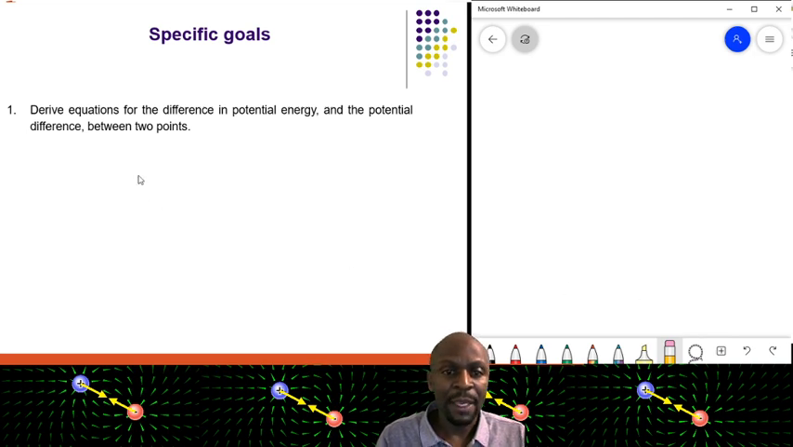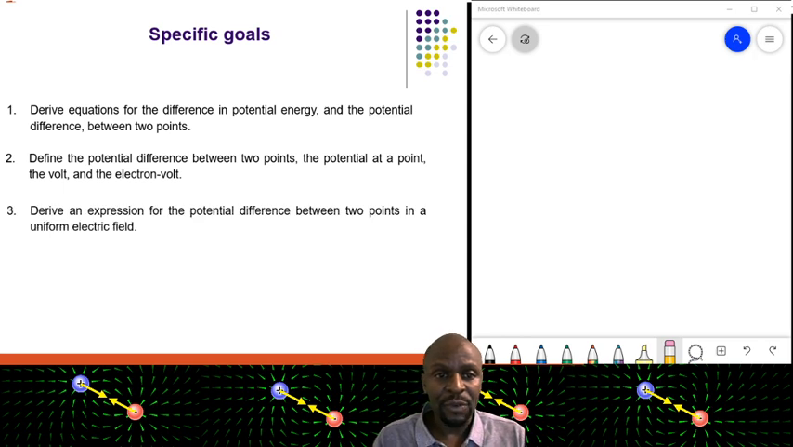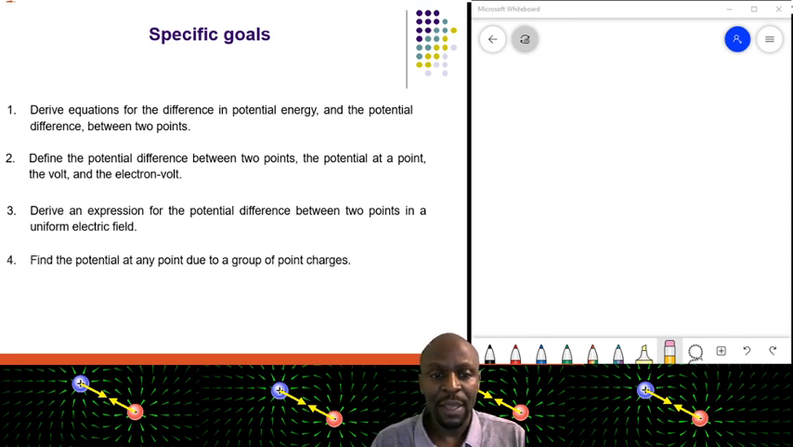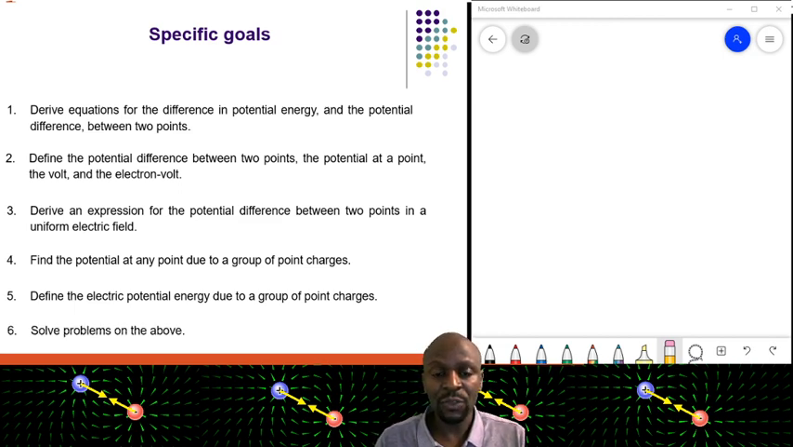The second thing that you will be able to do is to define the potential difference between 2 points, the potential at a point, and the volt and the electron volt. You will also be able to derive an expression for the potential difference between 2 points in a uniform electric field, find the potential at any point due to a group of point charges, define the electric potential energy due to a group of point charges, and solve problems on the above aspects.